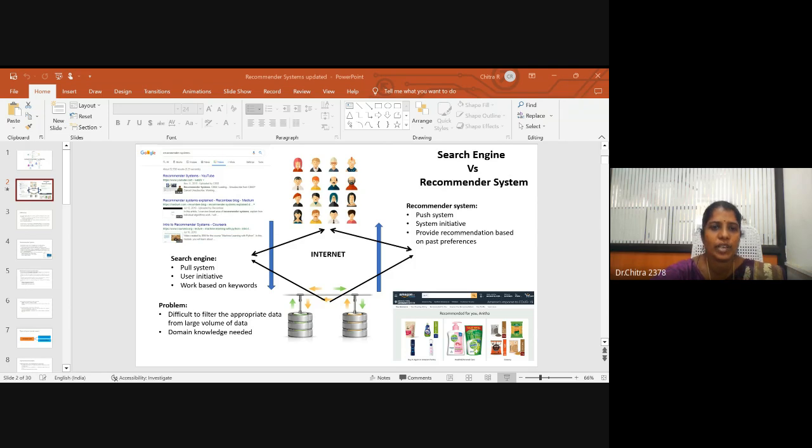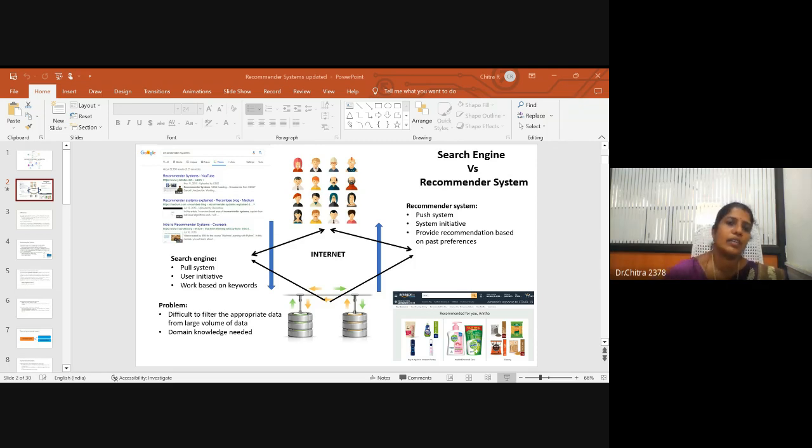There are two types of recommender system: content-based filtering and collaborative filtering. Another kind of recommender system is the hybrid recommendation system. Here, a content-based recommendation system as well as the collaborative recommendation system are both combined together to recommend the items to the user.